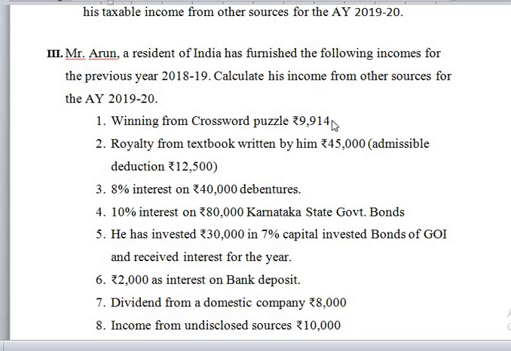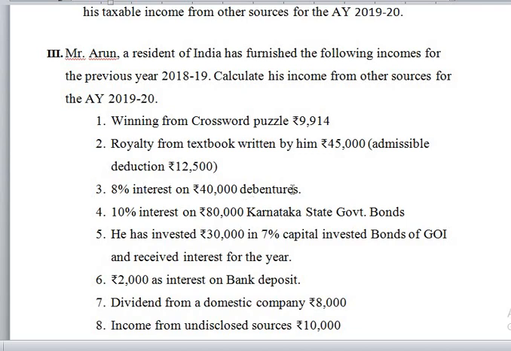Winning from crossword puzzle, rupees 9,914. It is a kind of casual income. They have not given any information about net or gross. In such cases, it should be considered as gross amount, so no need to be grossed up. The entire amount must be taxable under income from other sources. Royalty from textbook written by him, rupees 45,000, admissible deduction rupees 12,500. It is taxable under other sources. Rupees 12,500 is the expenses incurred for earning rupees 45,000, so it is deductible from the income.